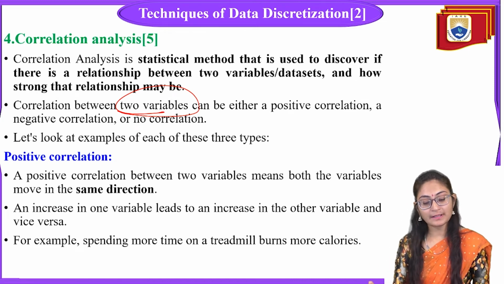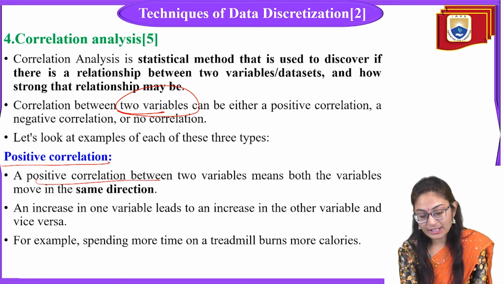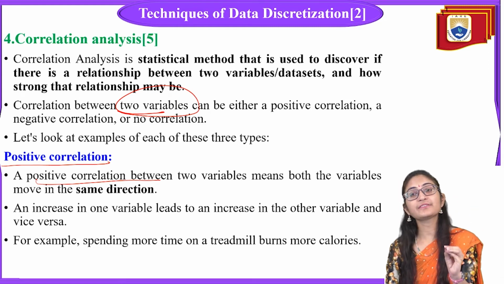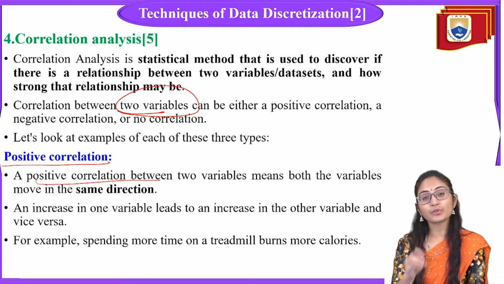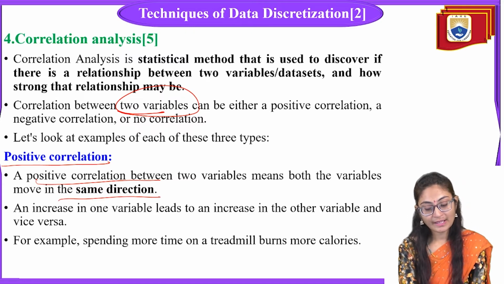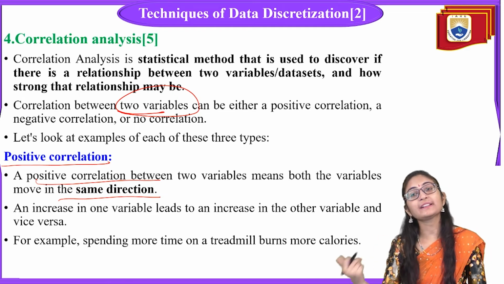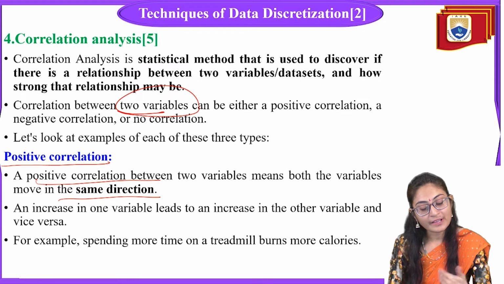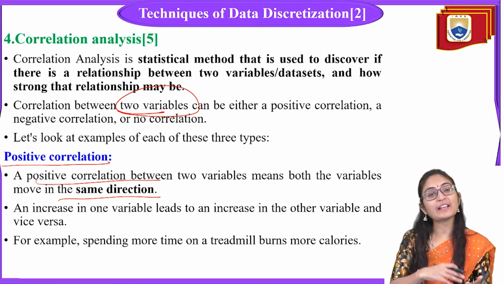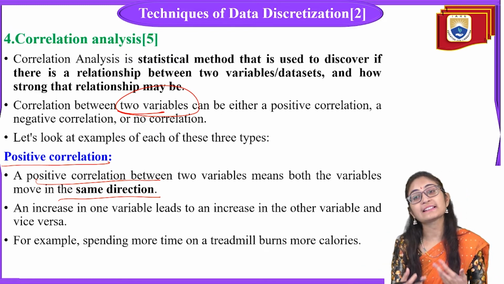For example, let's see positive correlation. In positive correlation, both variables always move in the same direction. If one variable increases, then automatically the other variable also increases. For example, if you spend more time on the treadmill, then automatically more calories will burn.